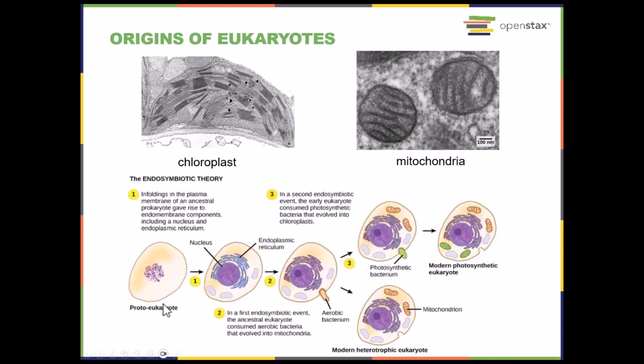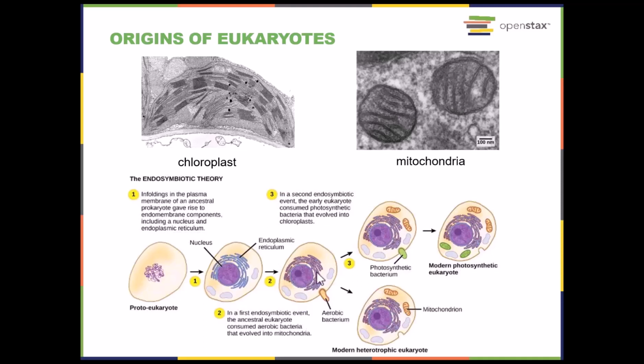We have essentially the precursor to a eukaryote. We have a prokaryotic cell. One of the first things that's going to happen in this prokaryotic cell is that the membrane is going to start folding in on itself to create some of this endomembrane system that we see here. And then we're going to have an endosymbiotic event. What that means is this cell is now going to engulf another cell. First, it's going to engulf an aerobic bacterial cell. So this is another prokaryote that is performing aerobic metabolism. Essentially, that cell now becomes the mitochondria that we see inside of these eukaryotic cells.